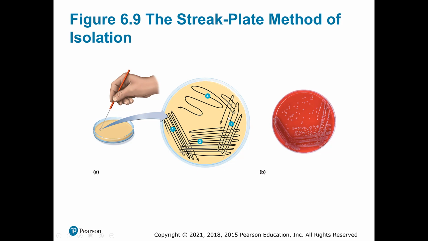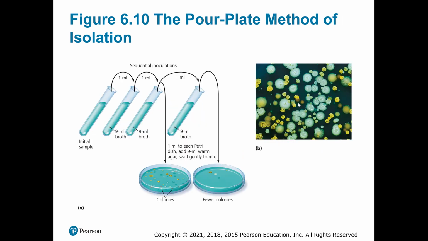You want to spread them out as much as possible so the individual cells have enough room to grow into a colony that is isolated from the neighboring colonies. And you can see in this red plate that there are these little dots on the plate. Those are single colonies, and that's what you're trying to do in the lab when you want a pure culture.